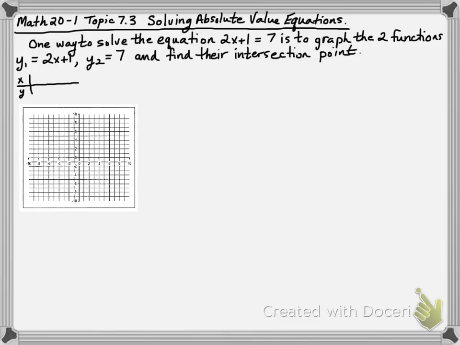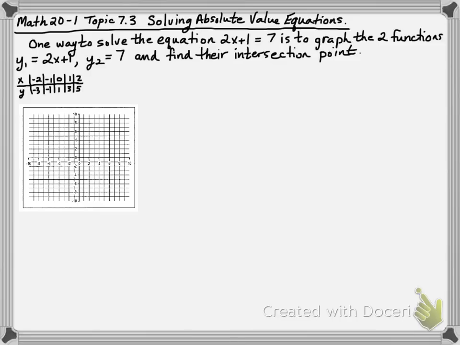So here we have 2x plus 1. If x is negative 2, 2 times negative 2 is negative 4, plus 1 is negative 3. If x is negative 1, 2 times negative 1 is negative 2. Negative 2 plus 1 is negative 1. If x is 0, 2 times 0 plus 1 is 1. If x is 1, 2 times 1 is 2, plus 1 is 3. And if x is 2, we're going to get 5.